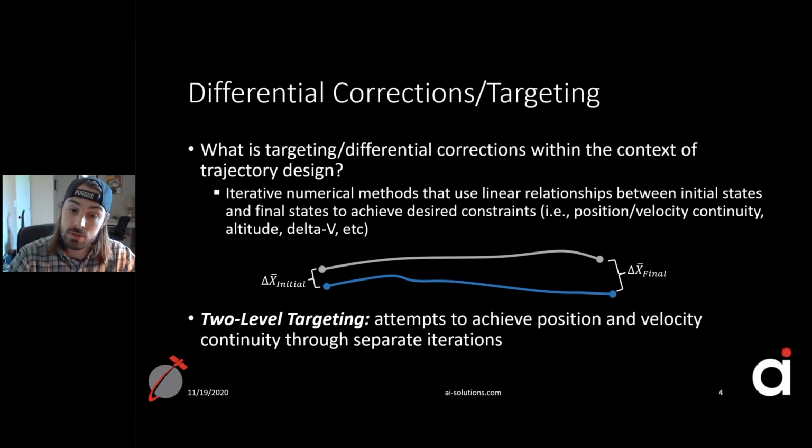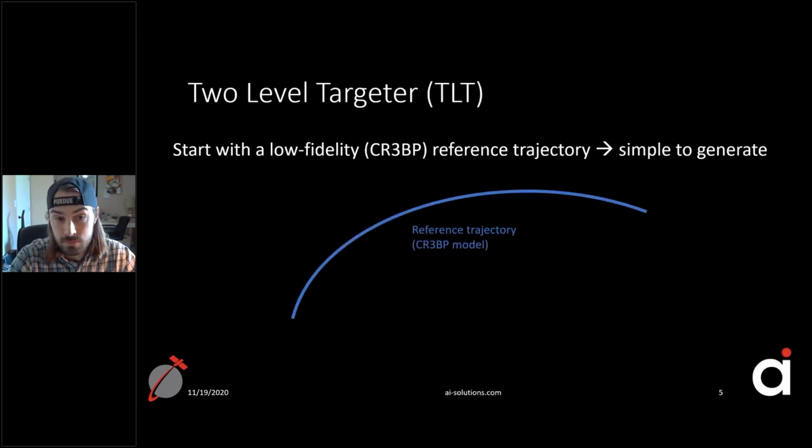As I mentioned, there are a few different types of targeting methods. One being a multiple shooting technique, which is a little bit simpler, but today we're going to talk about two-level targeting. The reason it's different than, say, a multiple shooter is that it attempts to separately achieve position and velocity continuity through two different processes.